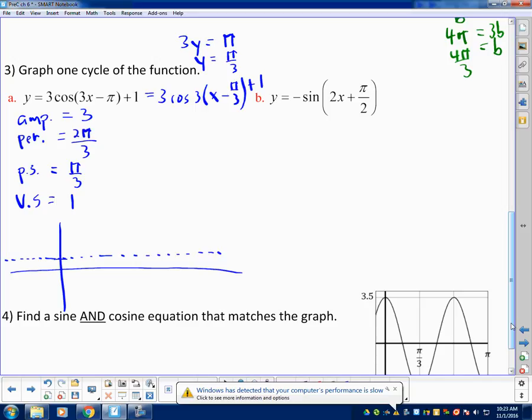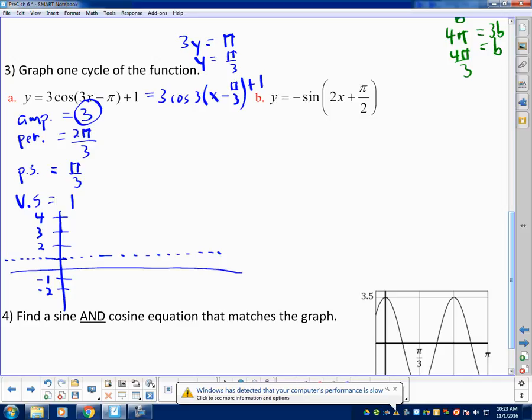So from there, I got to go up 3 units to account for the amplitude. So 1, 2, 3, that will bring me up to 4. There's 3, there's 2. My midline's at 1. 1, 2, 3, so I'm down to -2. So my range will go from -2 to 4. My midline is at y equals 1. My phase shift is pi over 3.